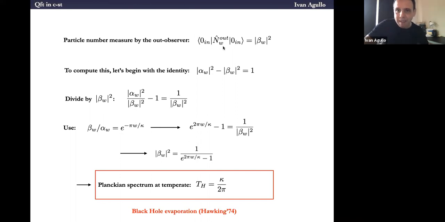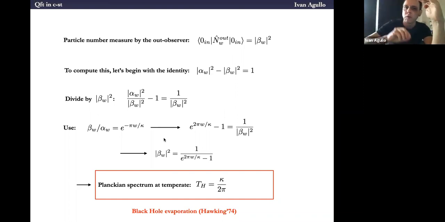The state as measured by the out observer is precisely a Planckian spectrum. It's precisely a thermal spectrum with temperature given by kappa over 2 pi. So this proves that the in vacuum evolves to the horizon and to the out region, and the evolution is a two-mode squeezing. Particles are created in pairs: a Hawking particle going to the out region and its partner going through the horizon.